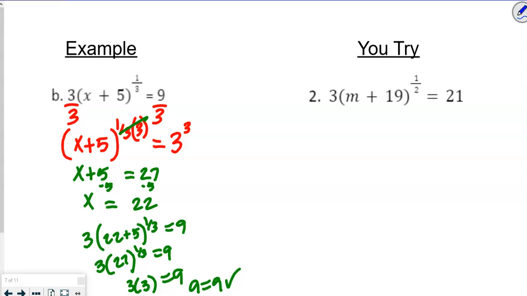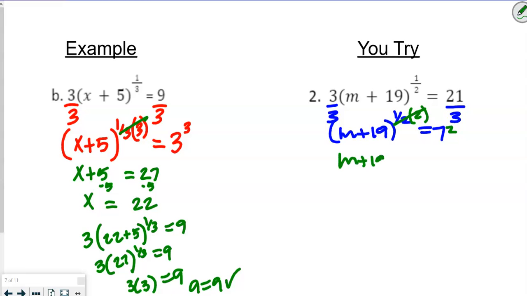Okay, so on this one, again, we're going to divide by 3. So this is going to be m plus 19 to the 1/2 power equals 7. And we're going to, again, multiply this by 2 because that's a reciprocal of 1/2. And we're going to multiply this by 2, okay? So that's going to give me, again, these two cancel each other out. So I get m plus 19 equals 49. Subtract the 19 from both sides. M equals 30. And again, we have to check this one because why?